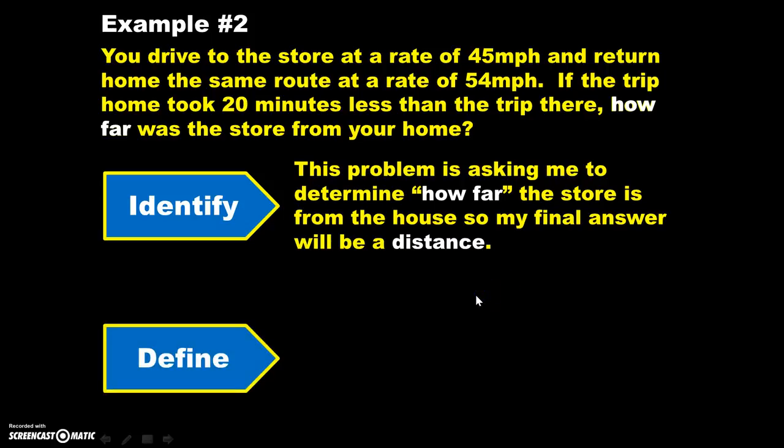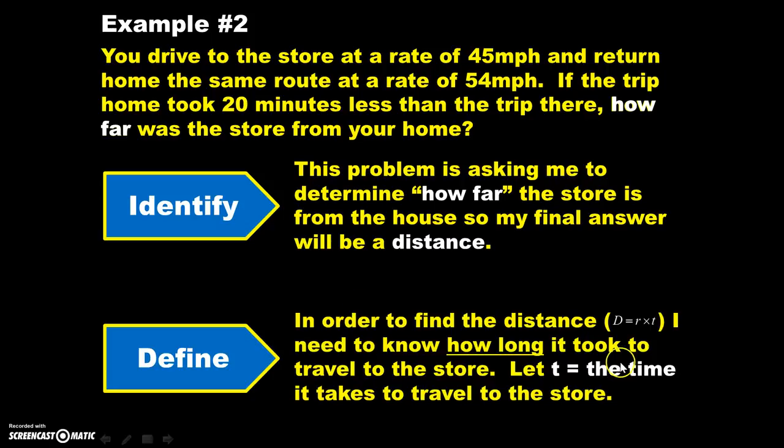And now let's think about what variable we would like to define. I know that I need to eventually figure out the distance. So right now I'm thinking about the distance formula. Distance equals rate times time. I have my rates, 45 miles per hour and 54 miles per hour, but the thing I don't have is the time. So I'm going to need to define my variable as time.